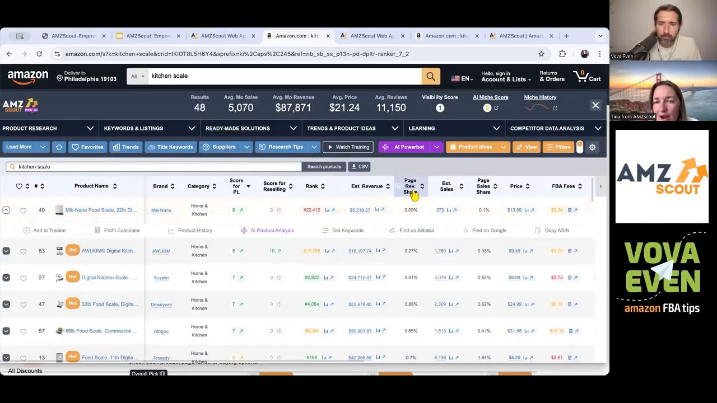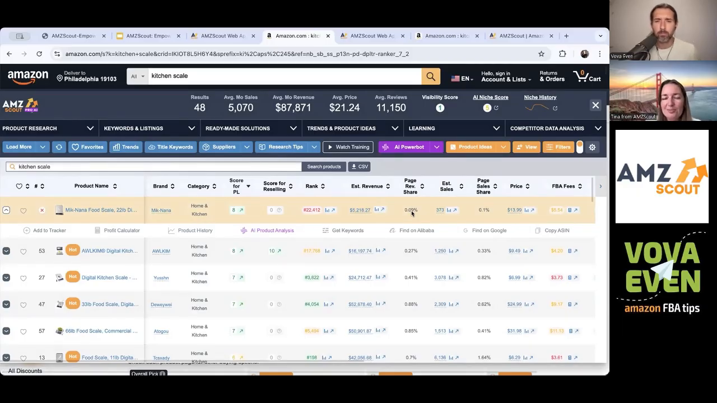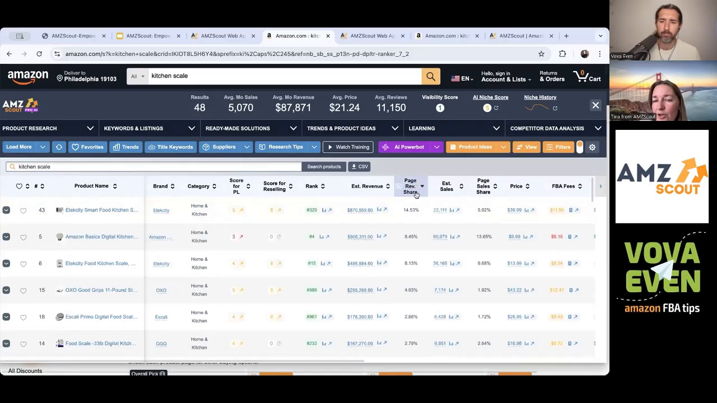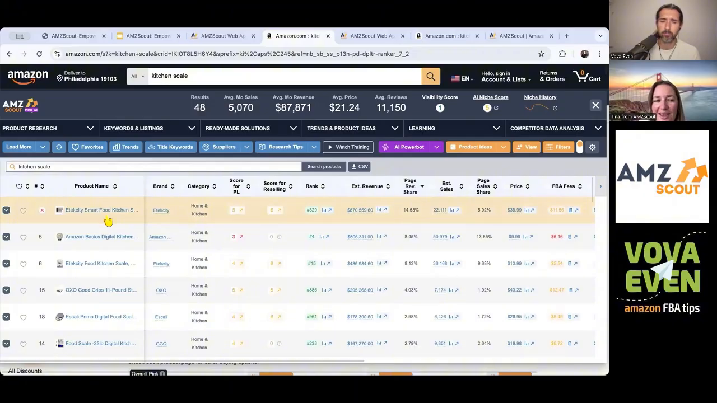Page revenue share. Well, that's the share of this product's revenue across the top organic products. Not all of them, like down to page 20, but in the first 2 pages. So you can sort by revenue and you can sort by revenue share and see that, for example, this product, you remember the AI defined this product as the key product, the leader. So it was right. It takes up almost 15% of all the revenue. That's a huge percentage and huge competition, I think.